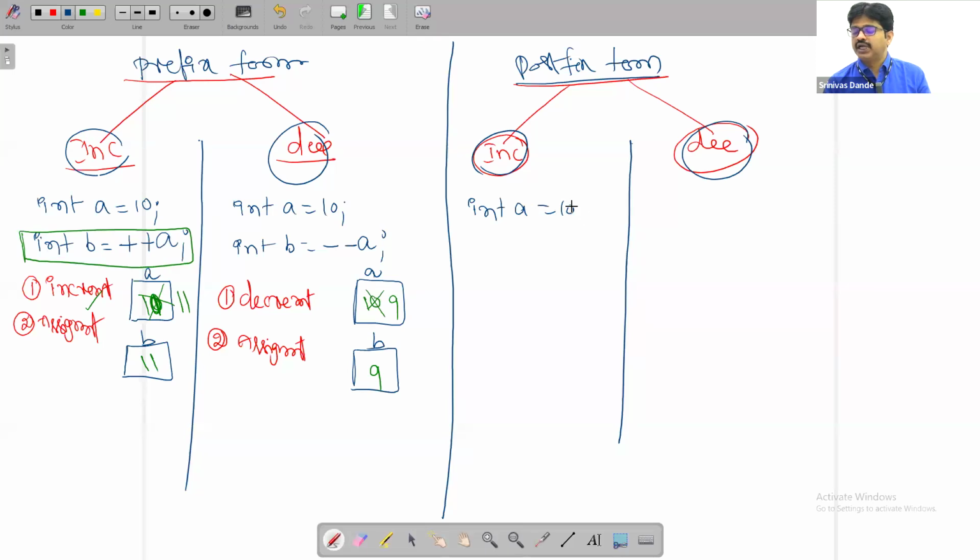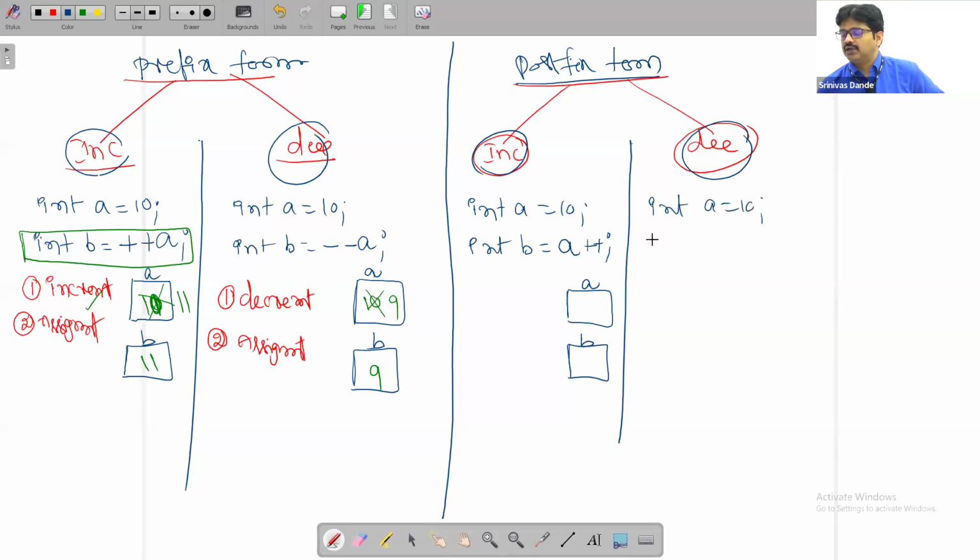Int A equals 10. Int B equals A++, the postfix increment I am writing. Now we have to find the A value and B value after finishing the operation. And int A equals 10. Int B equals A--, the postfix decrement. Here also we have to find the A value and the B value.